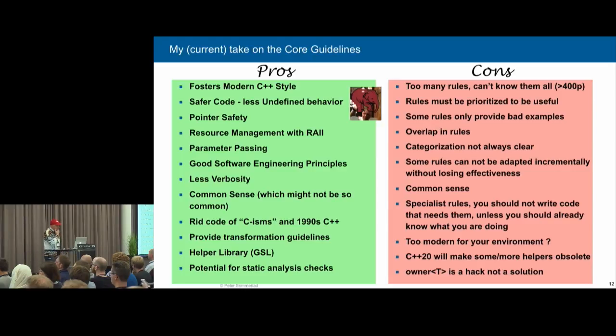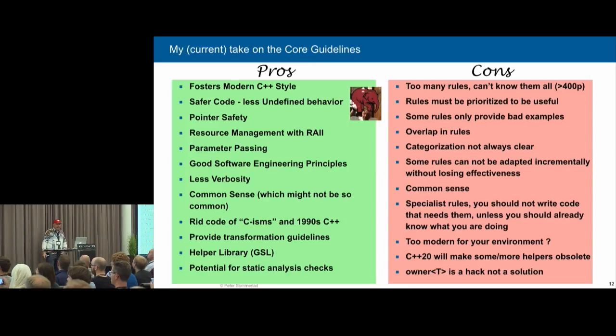And transformation guidelines, there are hints on how to change your code base. We get the helper library and static analysis checks, which we try to implement. Some of the rules we have implemented, but not all of them are actually implementable, because how do you define what is a good name? Look it up in a dictionary? Well, we might not have access to a Norwegian dictionary or a Swiss German one.